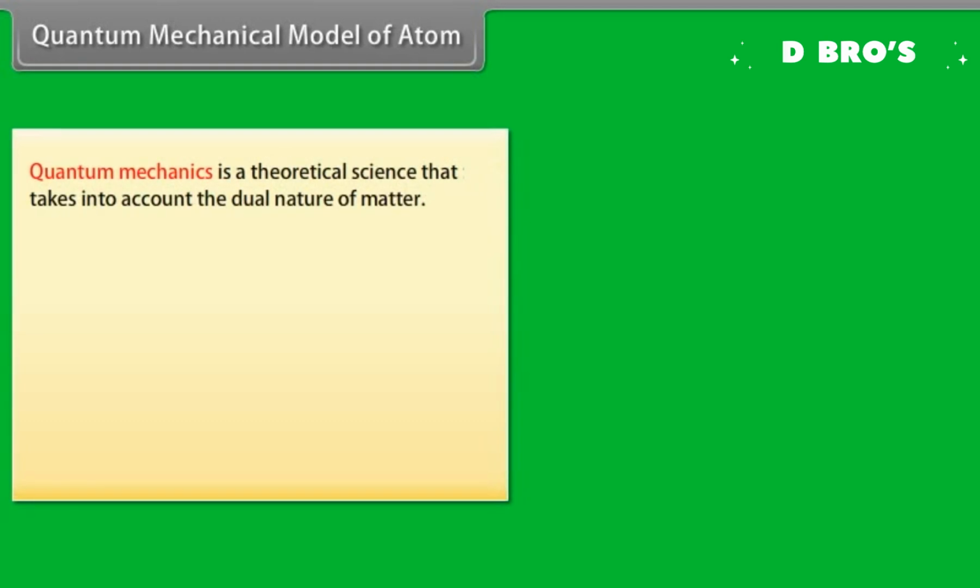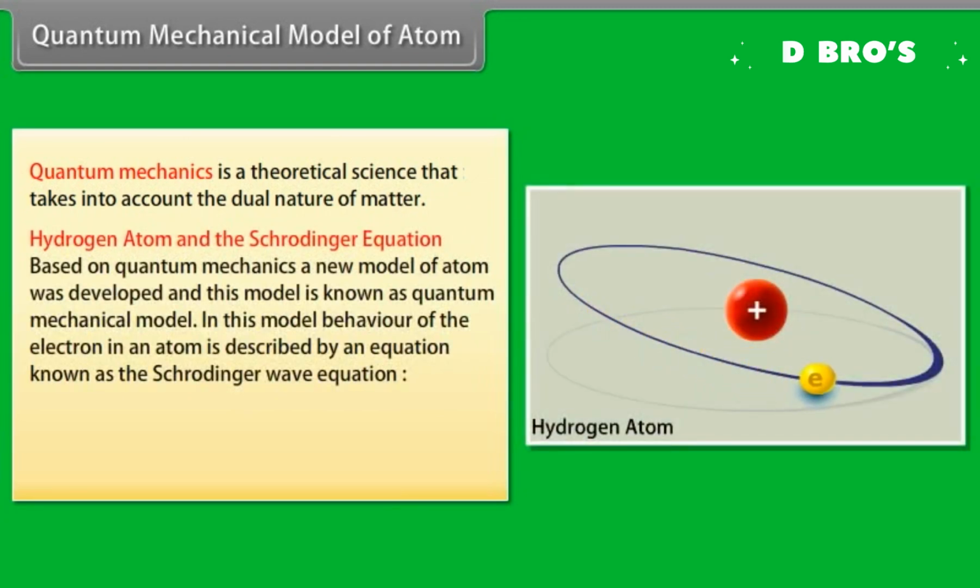Quantum mechanical model of atom. Quantum mechanics is a theoretical science that takes into account the dual nature of matter. Based on quantum mechanics, a new model of the atom was developed, and this model is known as the quantum mechanical model.